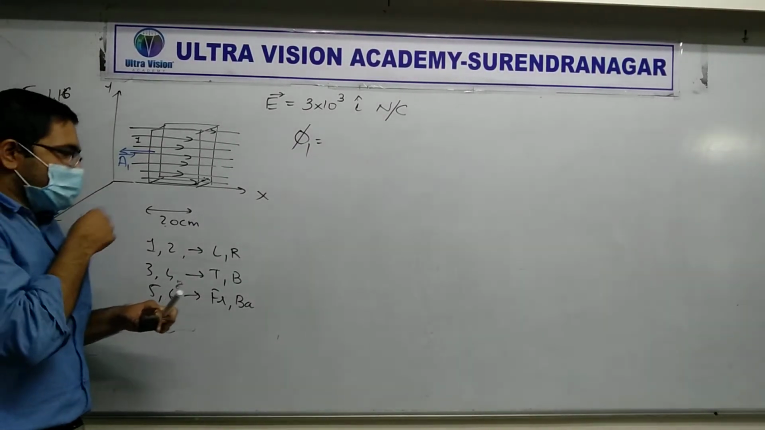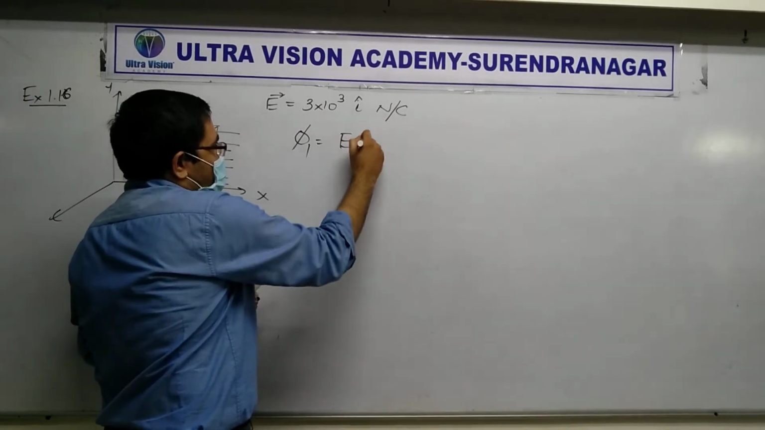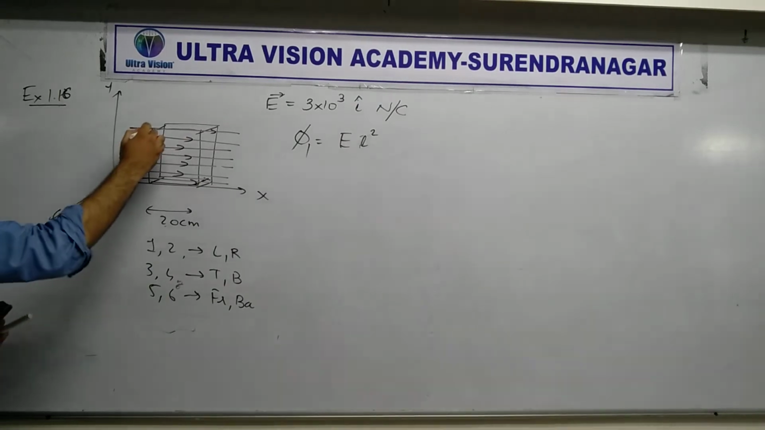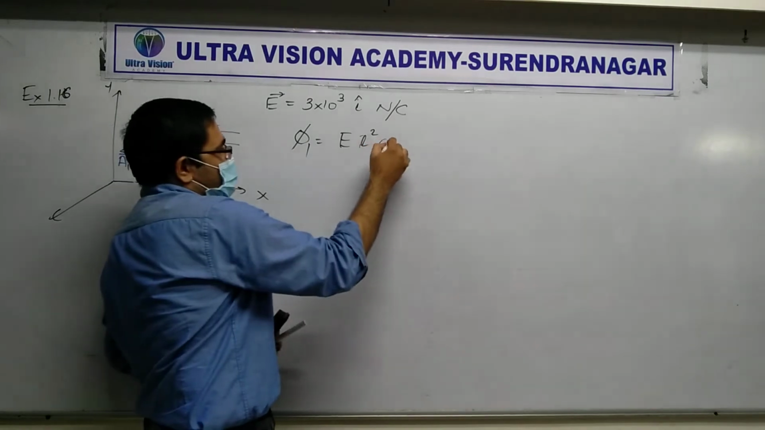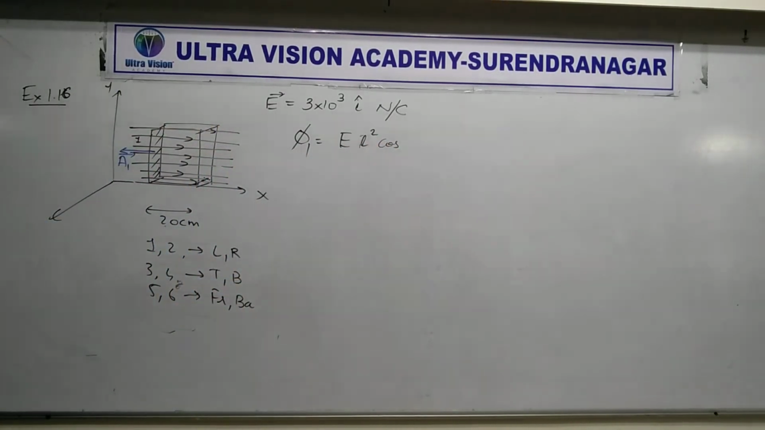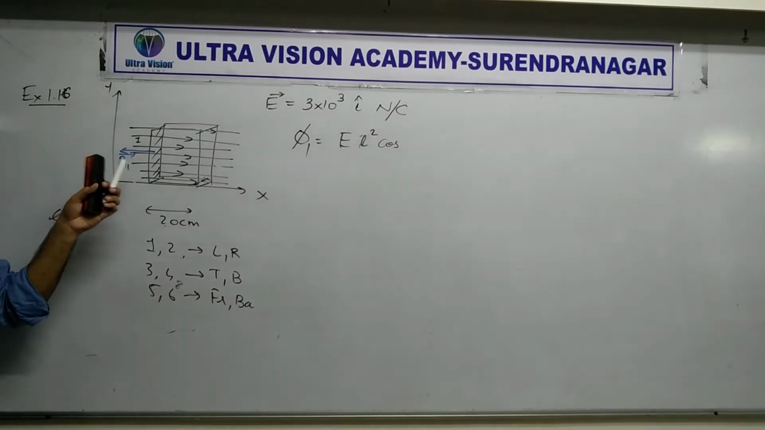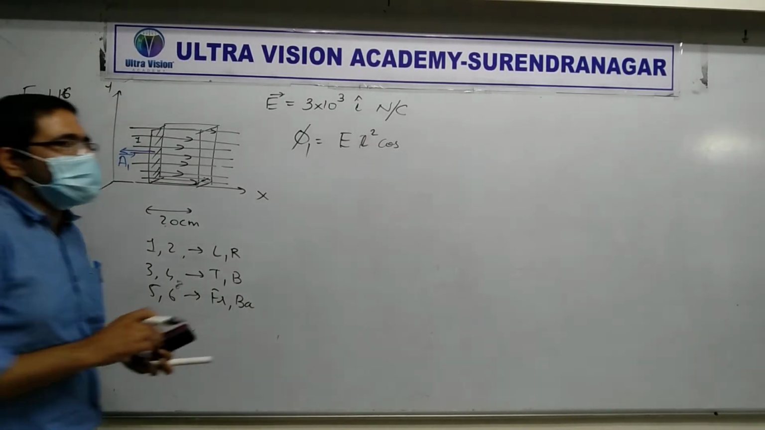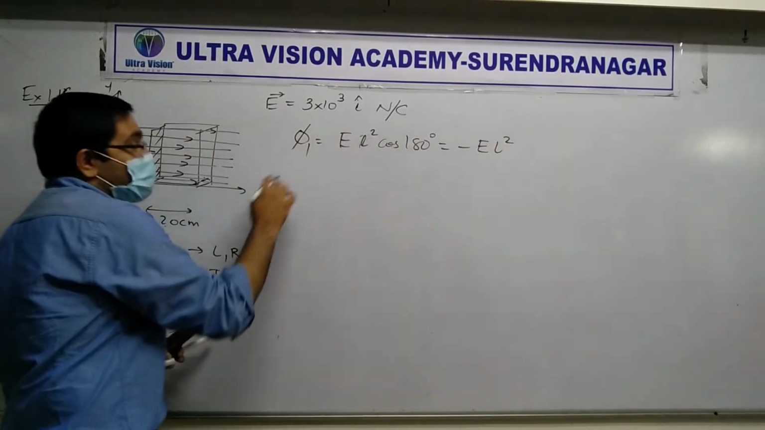So flux for the first surface is E A. How much will A be? Area is L squared. Cos, what's the formula? E A cos theta. What's theta? 180. The electric field is on the right side, the area vector on the left side. Direction opposite, angle between them 180. So this is going to be ultimately minus EL square. I can put the values if I want, but I don't want.